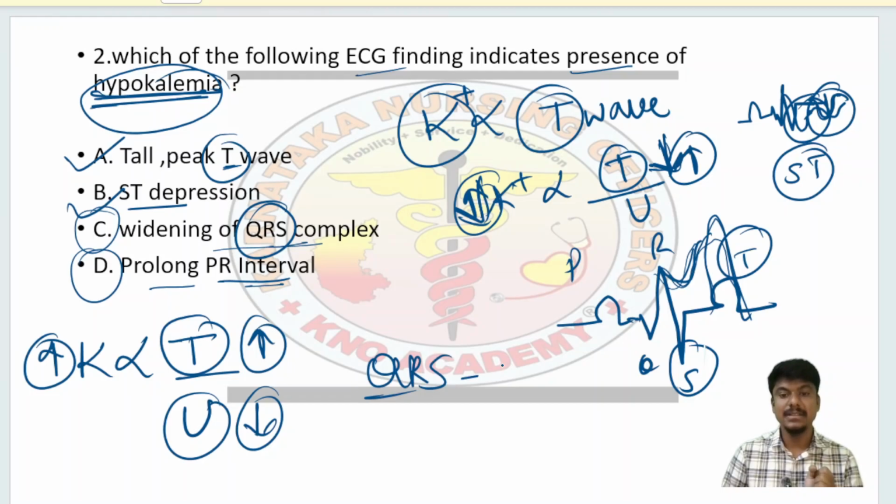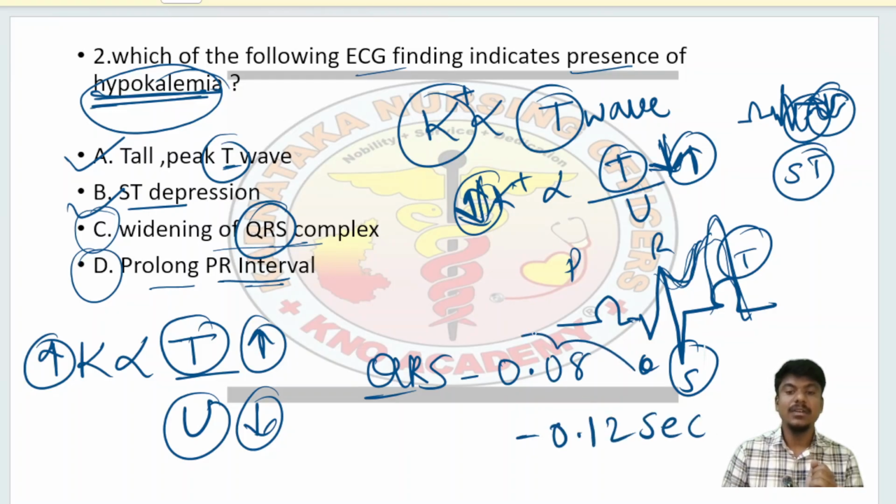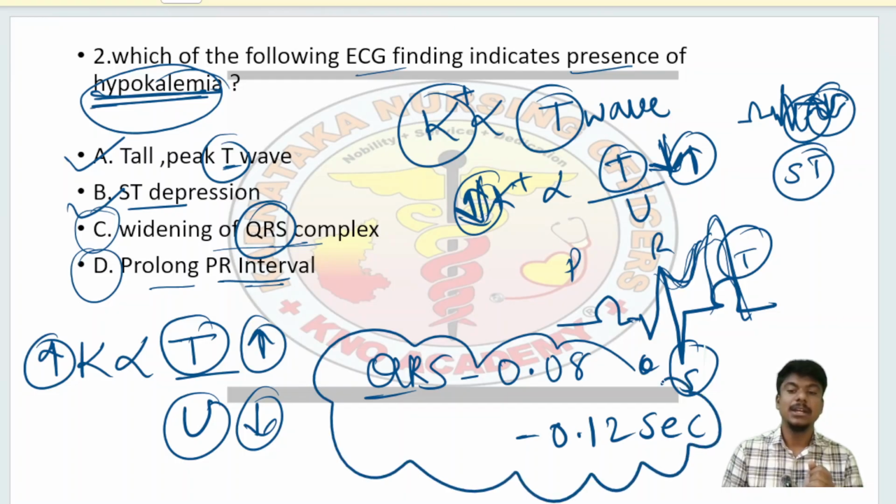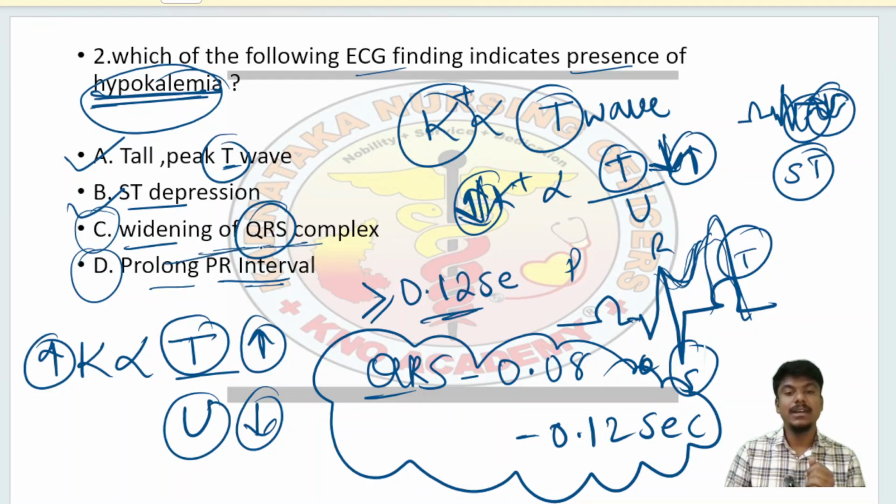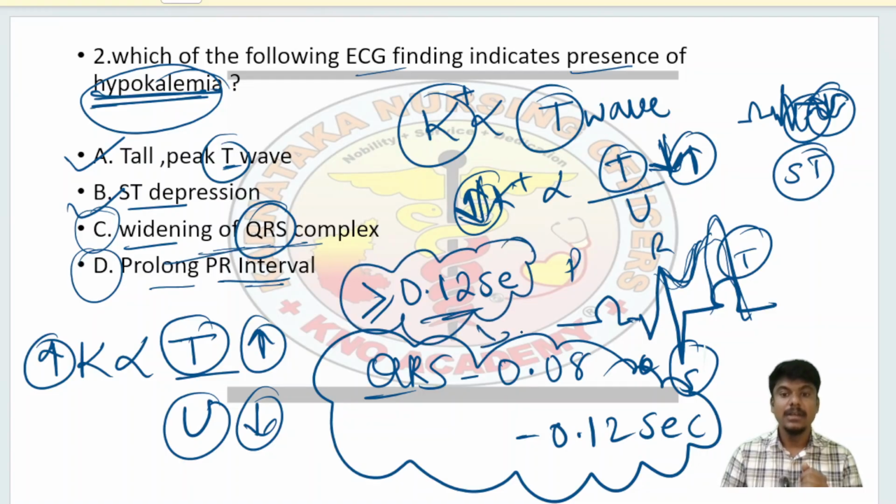The normal QRS duration is 0.08 to 0.12 second. Then what do we mean by widening of QRS? Widening of QRS means the QRS complex time is more than 0.12 second. Mainly this widening of the QRS complex is seen in case of ventricular tachyarrhythmias.